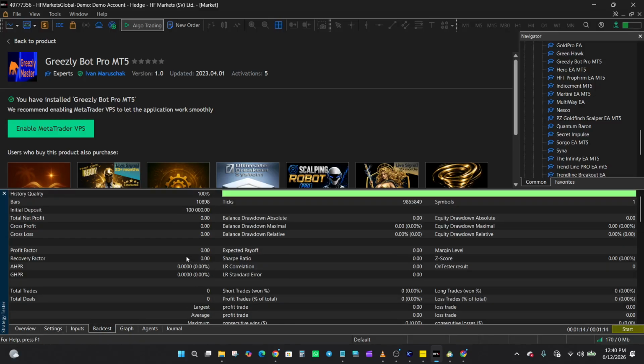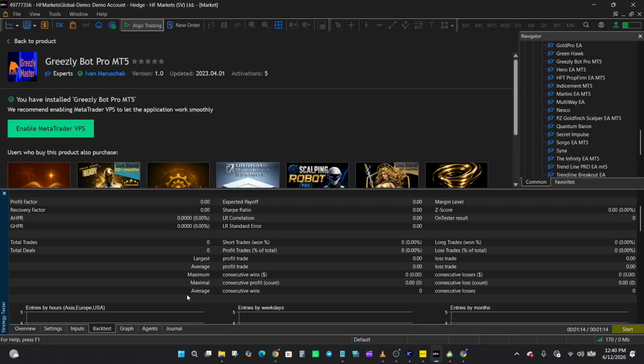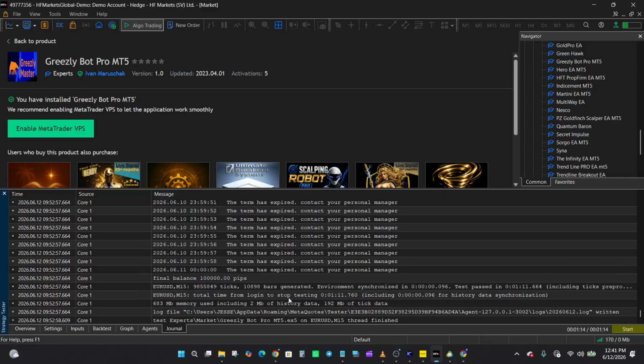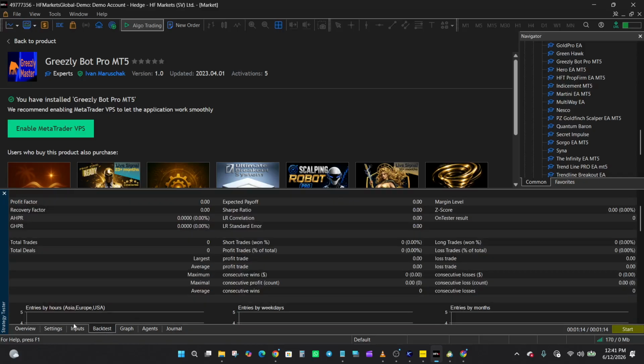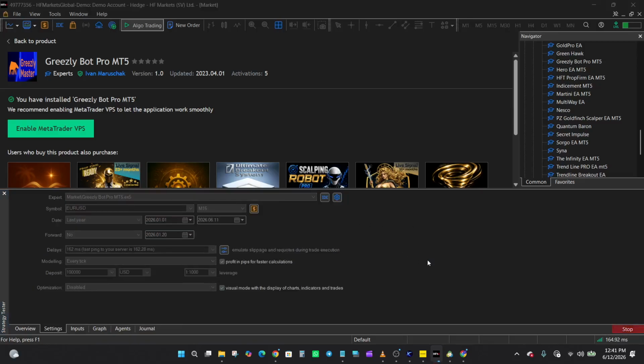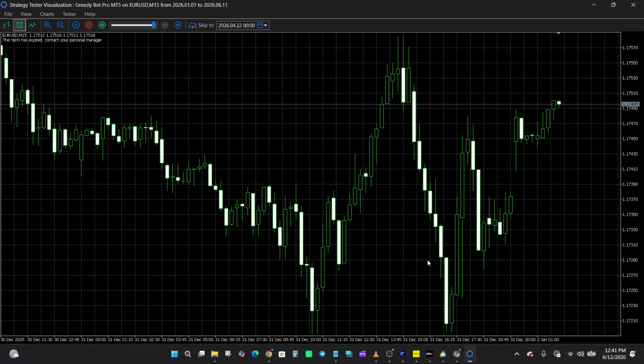From what I can see here, no trade was taken. Let me quickly go to the journal. Let's see, was there any particular reason why no trade was taken? I can't find any particular error message here. I don't see an error message per se. So let's just quickly do something. I'm going to turn on the visual mode and start the test again. Let's just see the EA in action basically.